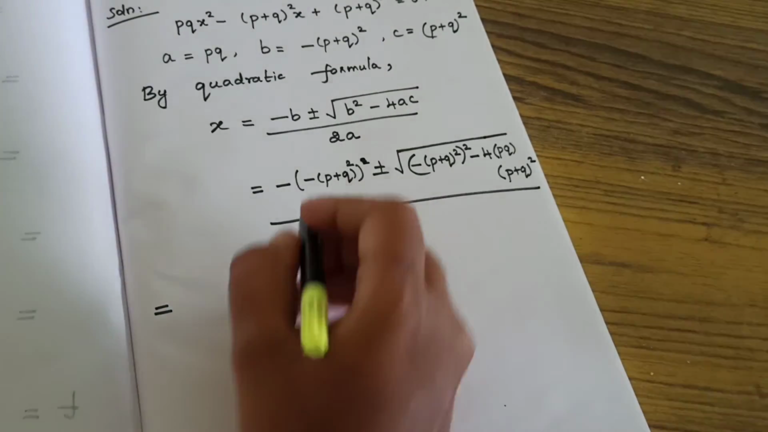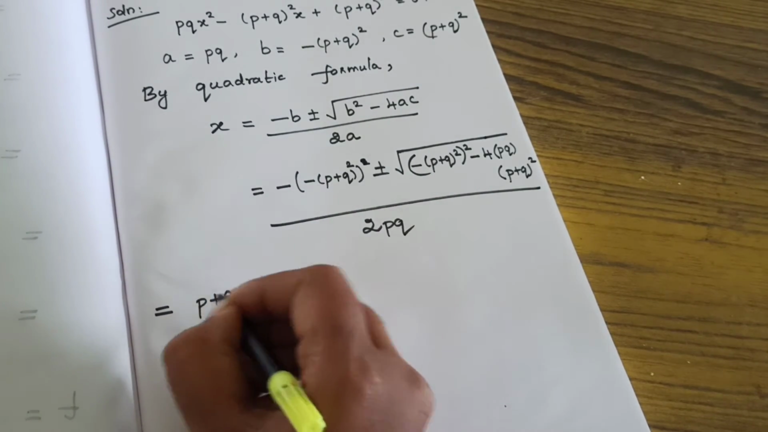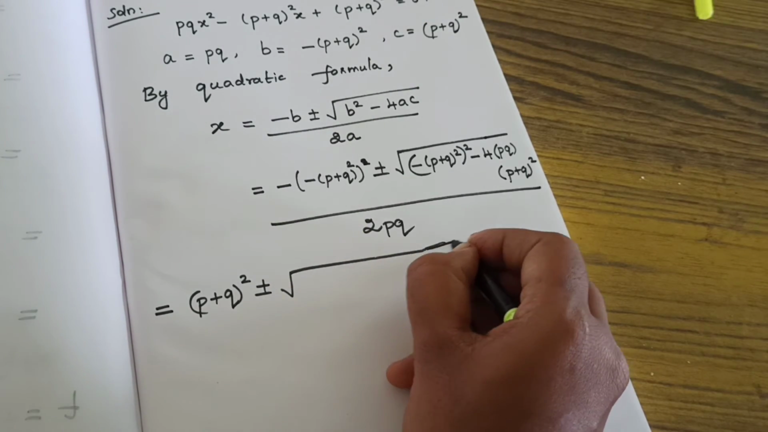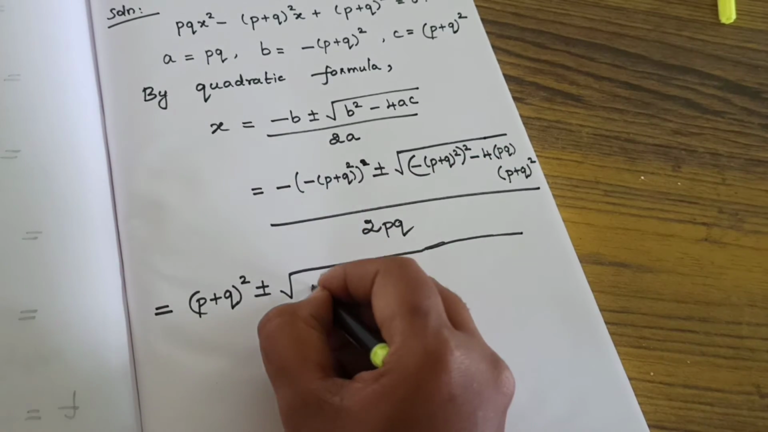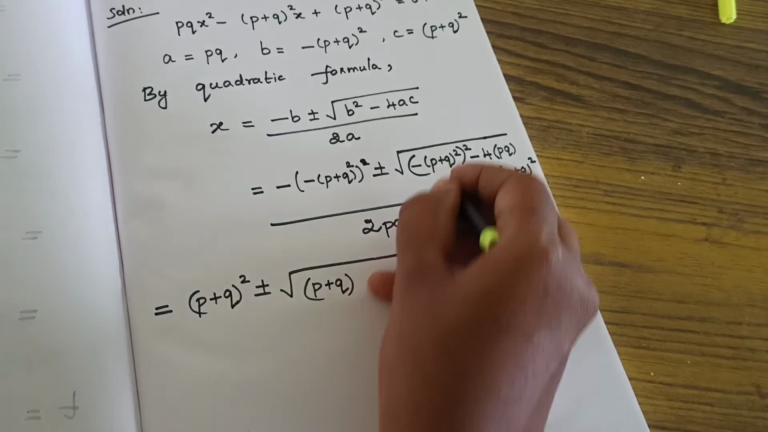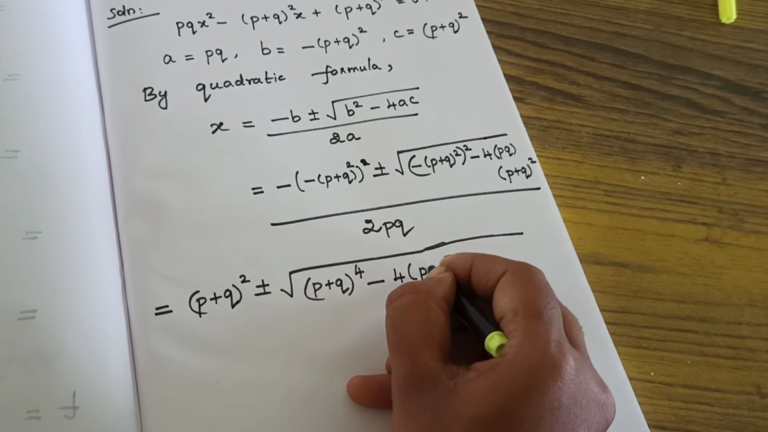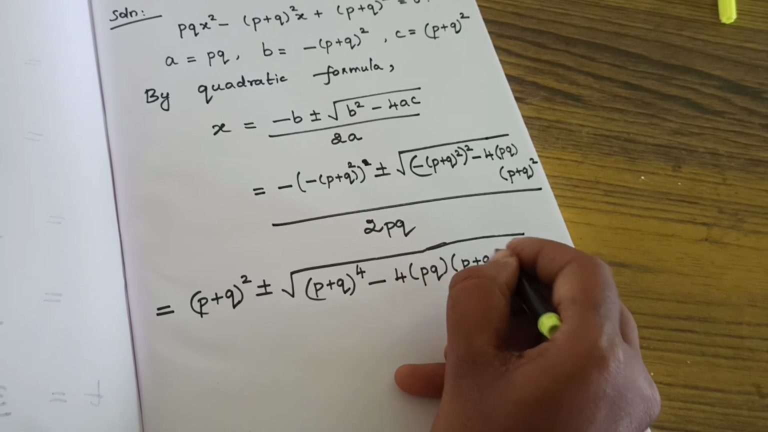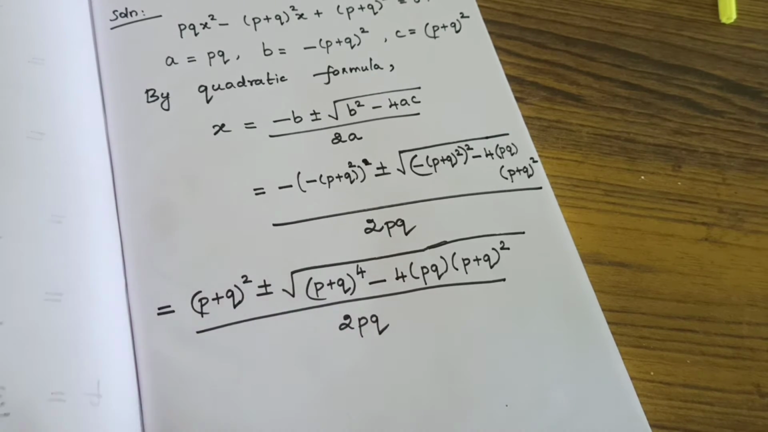So from this I will write. Then only we will get space. So minus into minus is plus. So p plus q the whole square plus or minus square root of, minus square is plus only. So p plus q the whole power 2 2s are 4, minus 4 into pq into p plus q the whole square, divided by 2pq. Okay, this is a very important question.